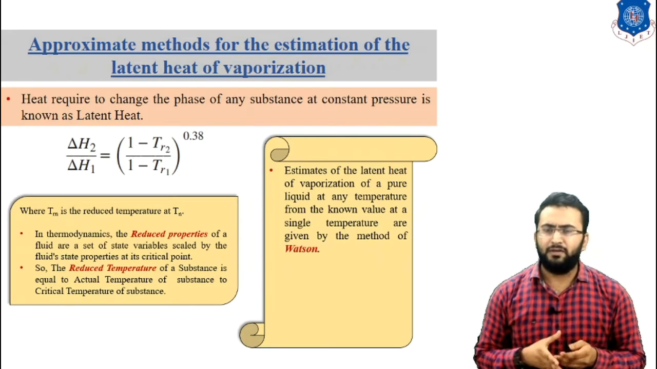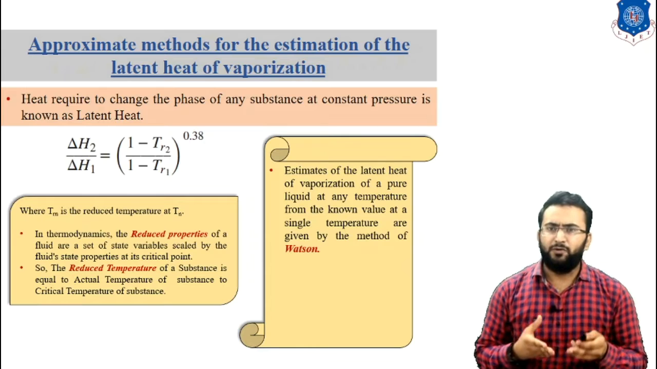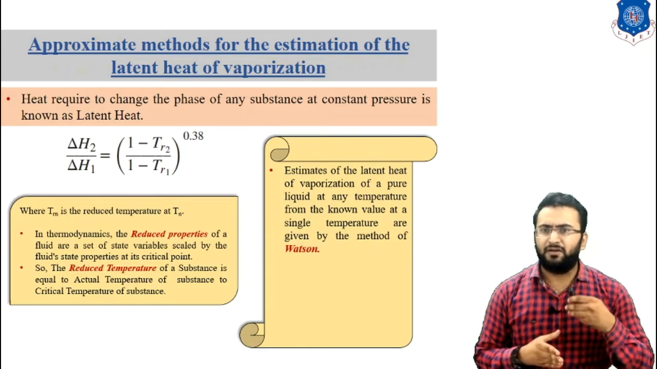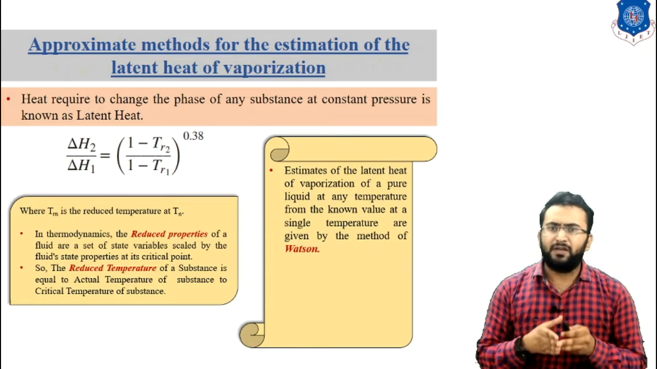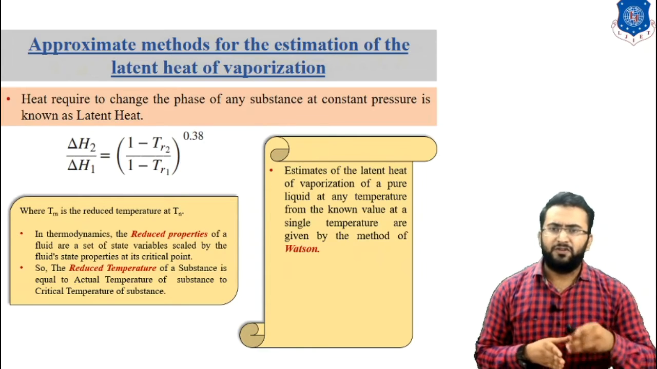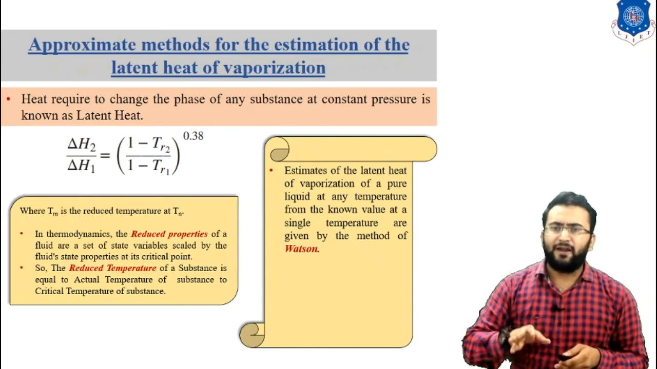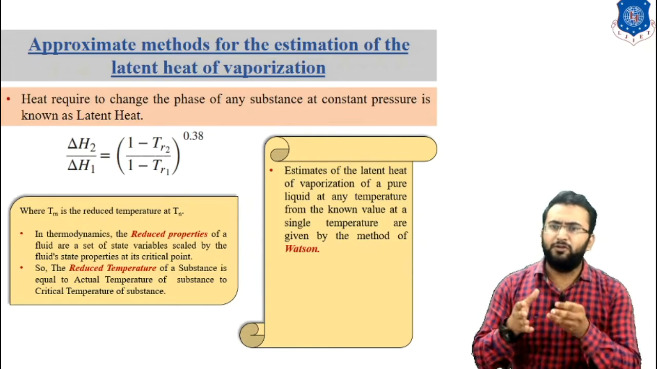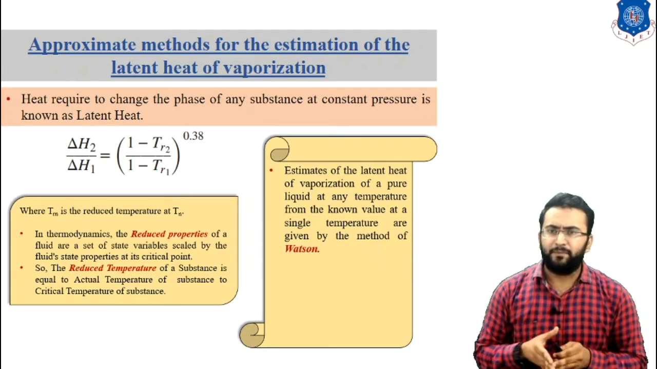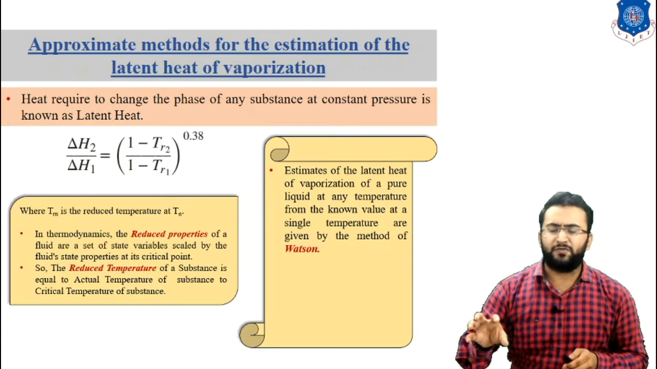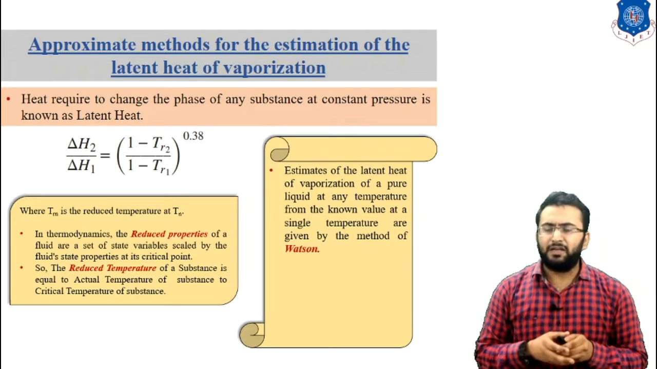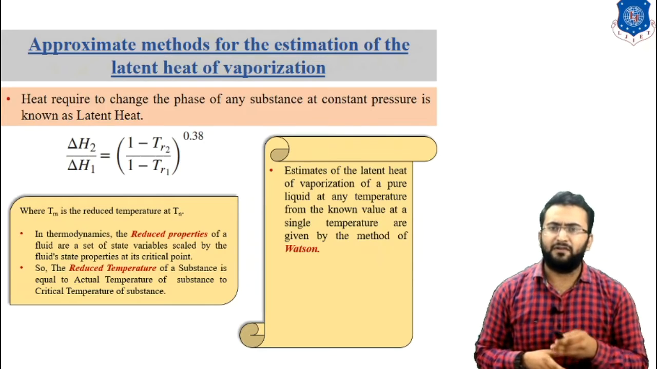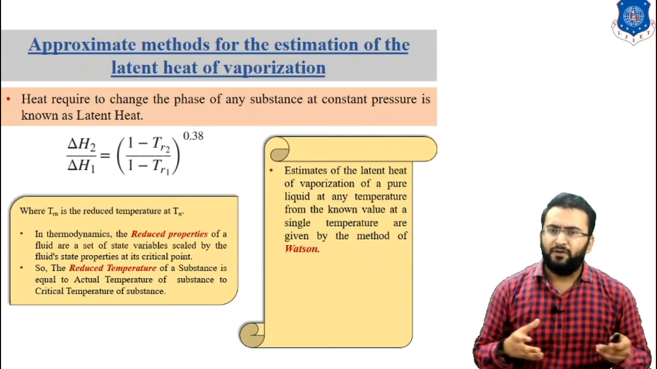In thermodynamics, a reduced property of a fluid means a state variable scaled by the fluid's state property at the critical point, which means the actual property divided by the critical property. So if we want to find the reduced temperature, it is given by the actual temperature of the particular substance divided by the critical temperature of that substance. With the help of this equation we can find the latent heat of vaporization.